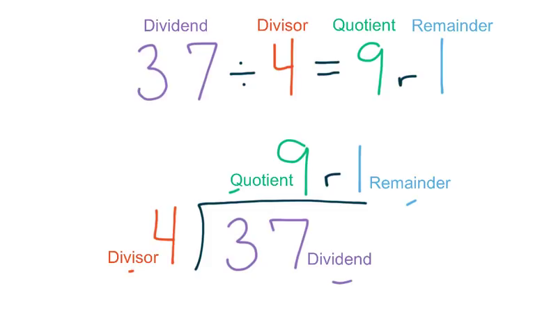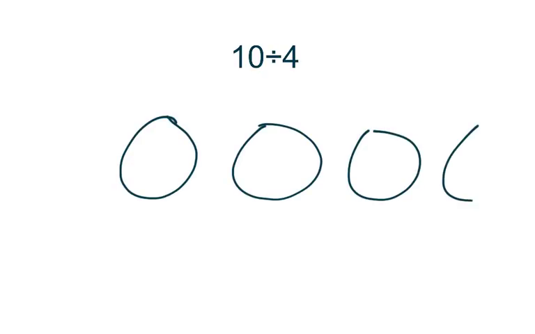Let's take a look at a problem, and we're going to draw a picture to help us understand our remainder. In this problem, we have 10 divided by 4. So we're going to have 4 groups, and we need to divide 10 out evenly. So I'm going to use a red dot, and I'm going to put a dot in each until I've gotten to 10. So 1, 2, 3, 4, 5, 6, 7, 8. But I only have 2 left and I have 4 boxes. Those 2 are going to be left over.